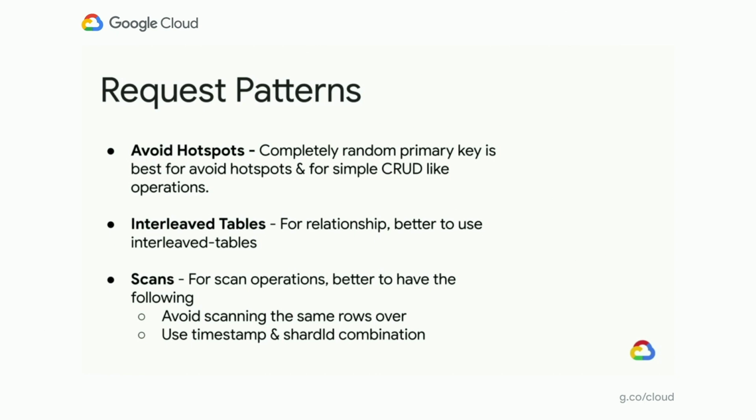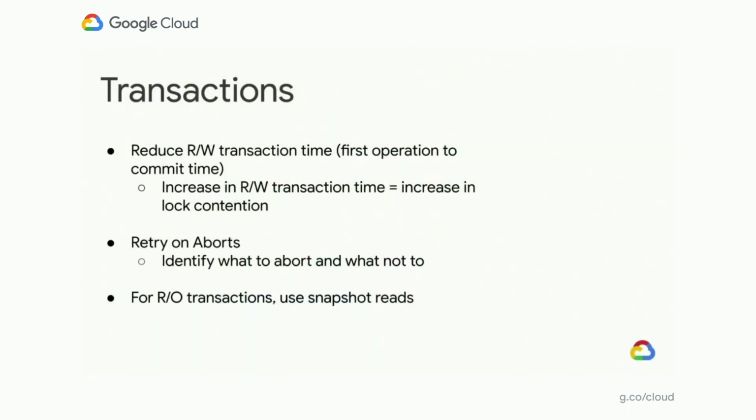There were quite a few learnings for us with respect to how we do transactions on Spanner. So, the first one was to optimize for reducing read-write transaction time. Read-write transaction time is measured as the time between the first operation in a transaction to the final operation, which is often the commit. In general, an increase in read-write transaction time means an increase in lock contention and consequently an increase in abort rate in the system. When we started out, we had a lot of aborted transactions because of lock contentions.